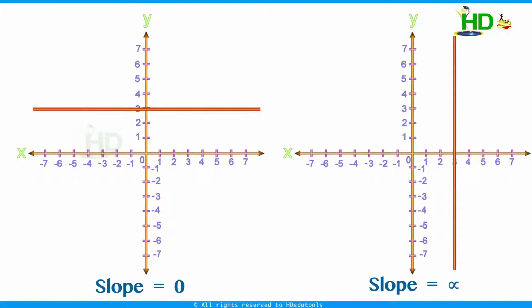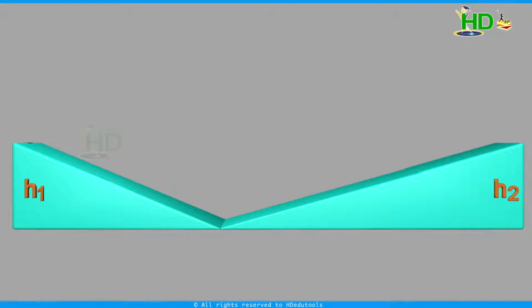In physics, we study inclined planes. Suppose you observe these planes, which has more slope? Yes, this has more slope compared to this. That means, in this case, the vertical value changes more with a small variation in horizontal distance. Hence, we can consider this slope is more. For this, the slope is less.